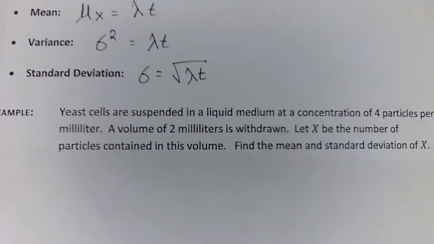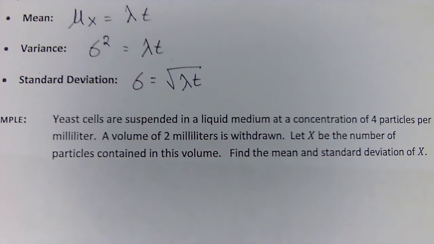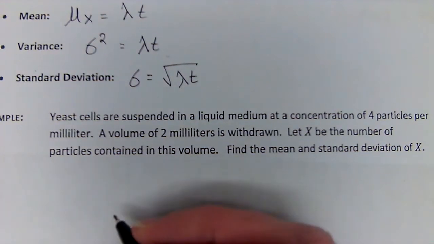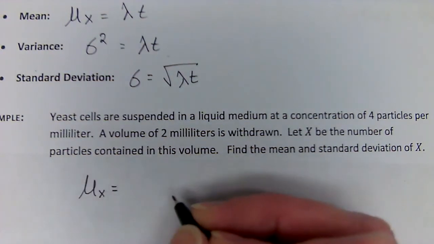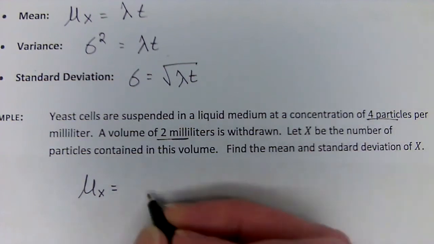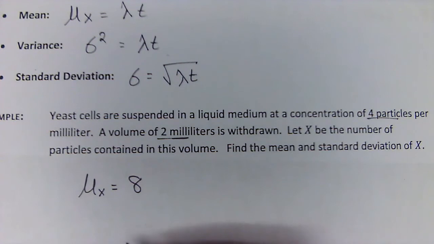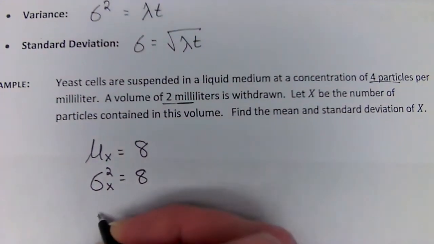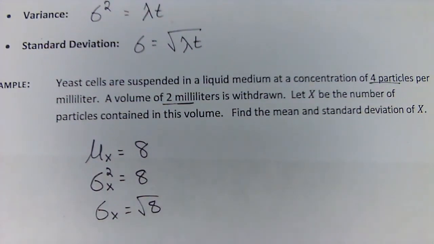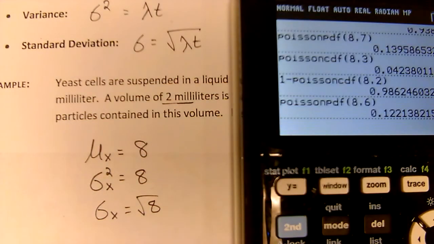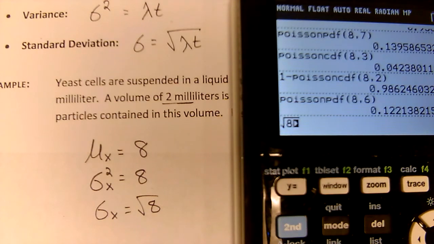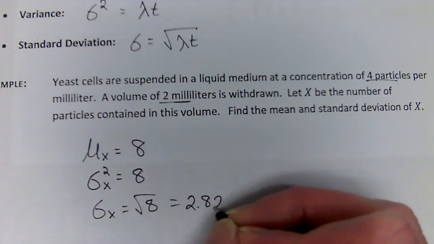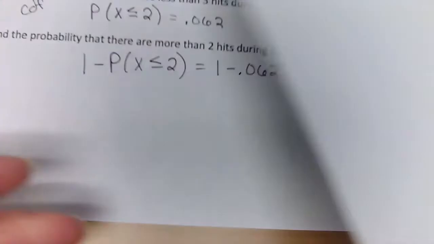Okay, so yeast cells are suspended in a liquid medium at a concentration of blah, blah, blah. My mean is 2 times 4. Variance is 2 times 4. Standard deviation is the square root of that. Oh my God. So hard. 0.828. Hard formulas.